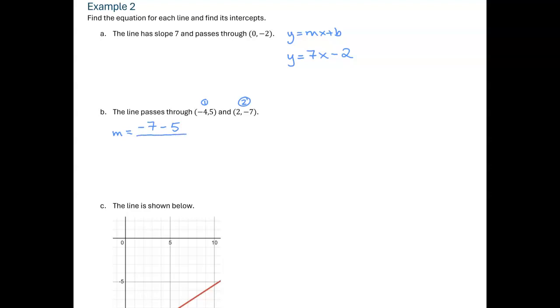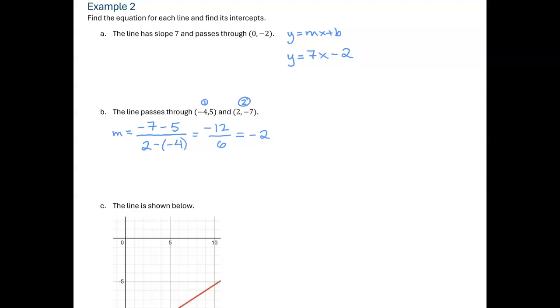So it has to be y on the top, x on the bottom. And as soon as we put the -7 first, the 2 has to go first on the bottom. We get a little bit of a mess with our negative signs. Okay, so we get -12 on the top and +6 on the bottom, which is a slope of -2. So that's rather nice. Now we can look at this as we have a slope and a point.